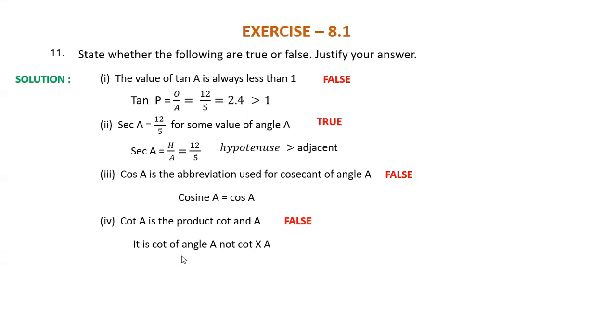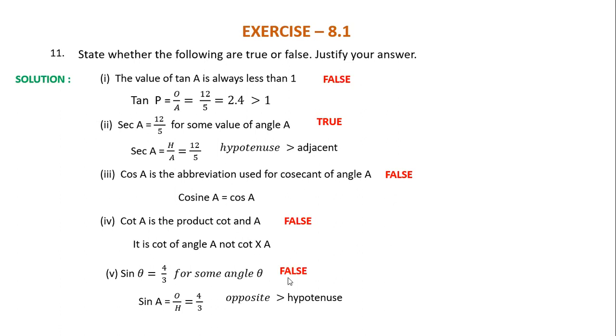It's false. Next, sine theta is equal to 4 upon 3 for some angle theta. Now, sine is opposite upon hypotenuse, and here the opposite is greater than the hypotenuse. In a right angle triangle, the hypotenuse is the longest side, and opposite and adjacent cannot be longer than the hypotenuse. So this is also a false statement. So I think this is the end of this exercise.